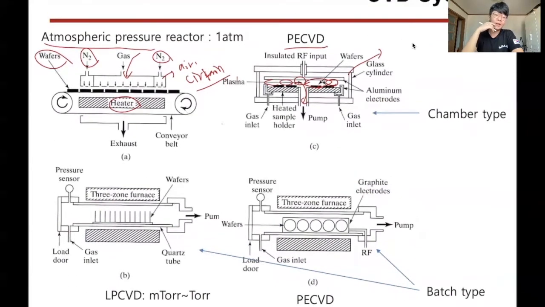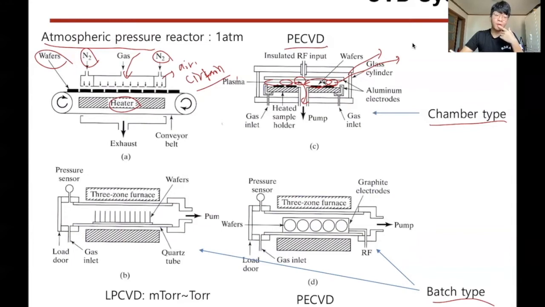PECVD has better conformability or step coverage because it uses vacuum, so it is very clean. We can use single-chamber types or batch types. However, there is interference between the argon ions, like here the source of plasma, so it can be a problem for step coverage also.